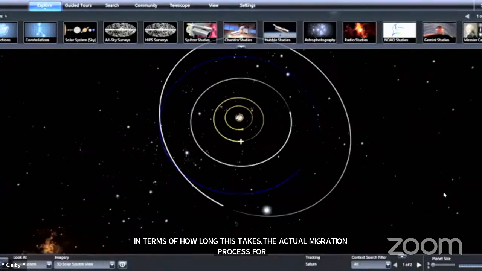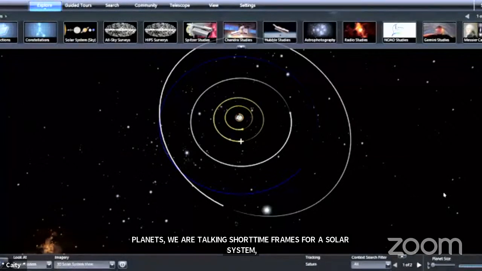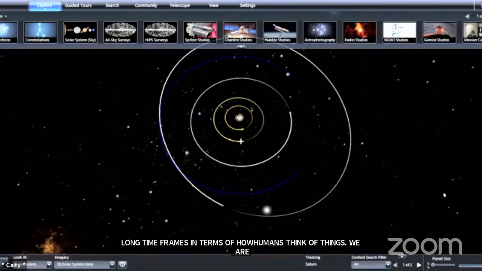This probably started happening about 500 million years after the solar system formed and happened over the course of 10 to 20 million years. So that sounds like a lot from a human's perspective, but in terms of a solar system's history, that's very quick.